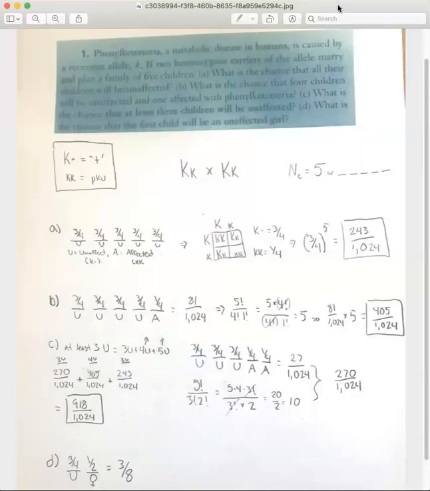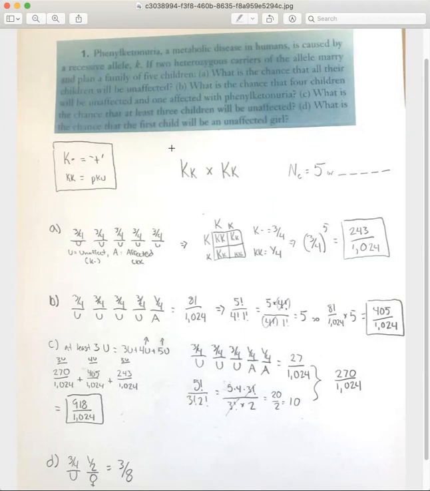Okay, so what I've found the best way to show how to do these problems is to do it in Zoom this way and then draw it all out and with my cursor show you what's going on. So hopefully you've all read the problem about phenylketonuria. I won't go through and read the whole thing again. If you haven't read it, pause right now and then go back and read this problem from the PowerPoint.